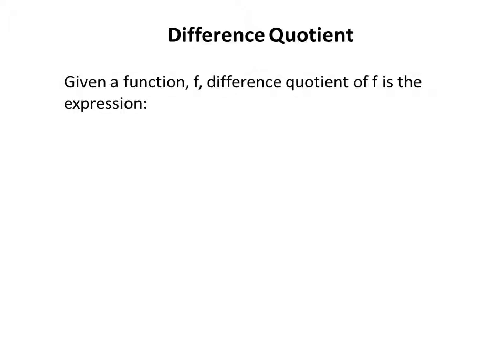Okay, the next thing is the difference quotient. So given a function f, the difference quotient of this f is the expression f of x plus h minus f of x, divided by h. So we need to find the difference quotient of f for the function that's given, which is f of x equal to 4x plus 3.